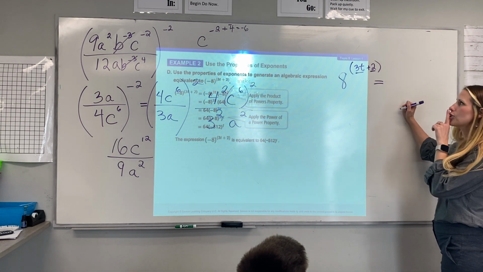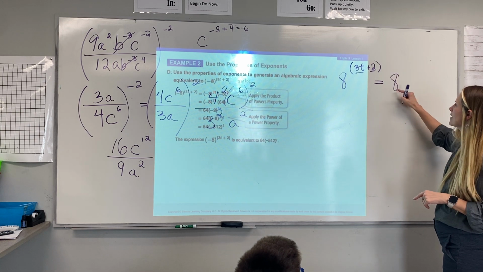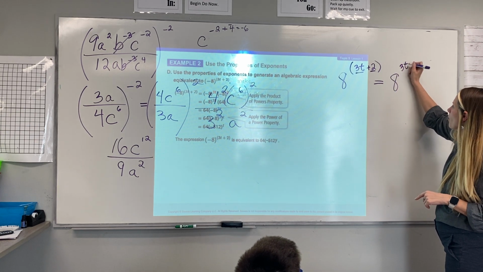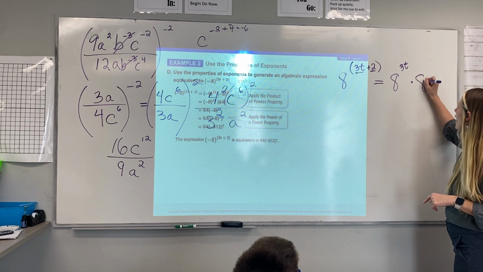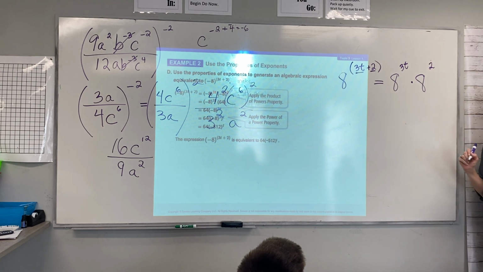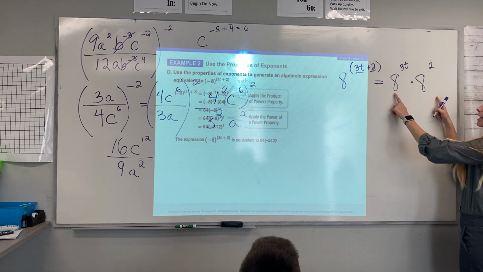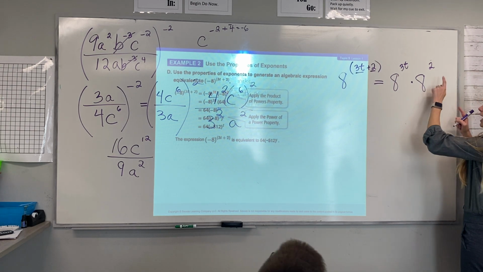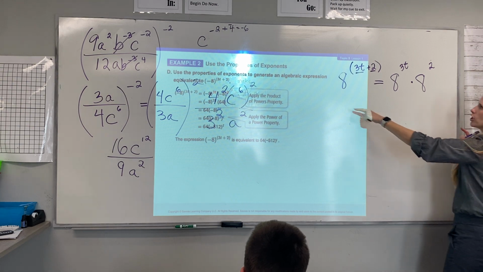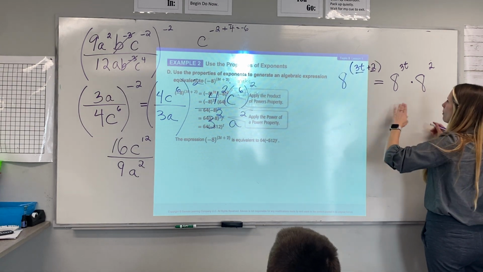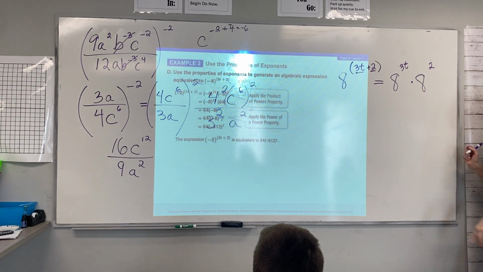Okay? So I'm going to rewrite this as 8 to the 3t power times 8 squared. Because I was able to separate them now, I can actually simplify this part. I couldn't simplify anything before, but when I broke it up, I can square the 8.